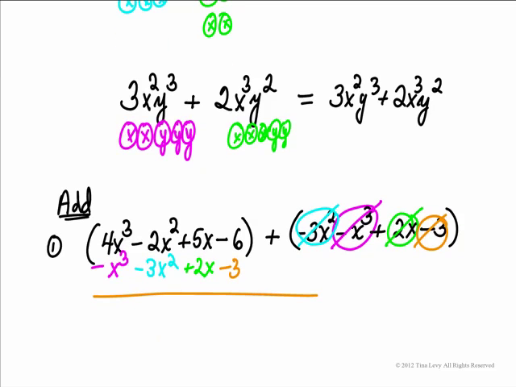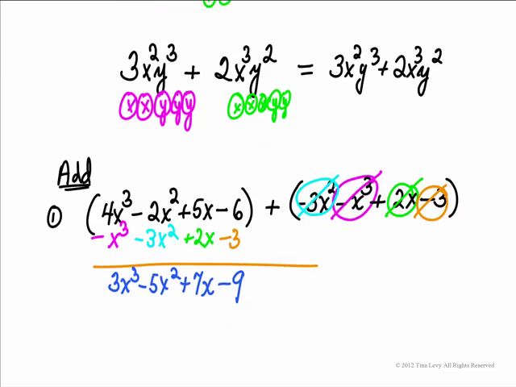And now I'm ready to actually combine those like terms. I have 4x cubed minus 1x cubed, it's understood to be a 1 in front, is 3x cubed. Negative 2x squared and negative 3x squared is negative 5x squared. 5x and 2x is 7x. Negative 6 and negative 3 is negative 9. And I've written this in descending order. Okay, we'll do another one.